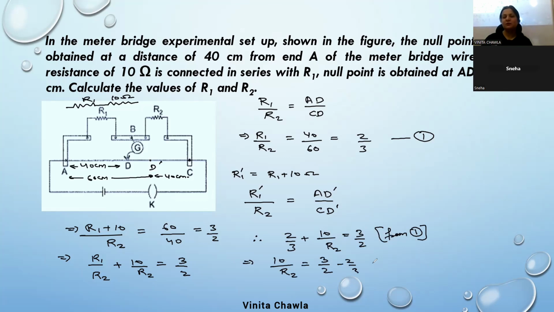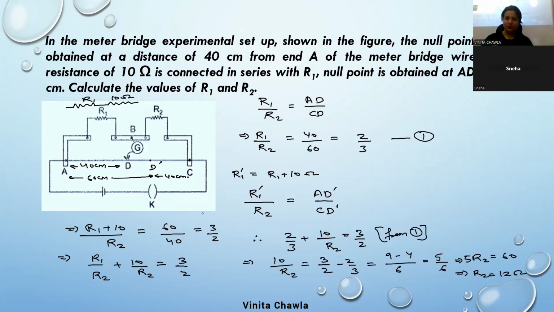Now solve this. We'll get 6. 2 3 is 6, 9. 3 2 is 6, 4. It's 5 by 6. Cross multiply this to get the value of R2. So we'll get 5 R2 is equal to 10 into 60. 10 into 6 is 60. So R2 is 12 ohm. R2 is 12 ohm, right?